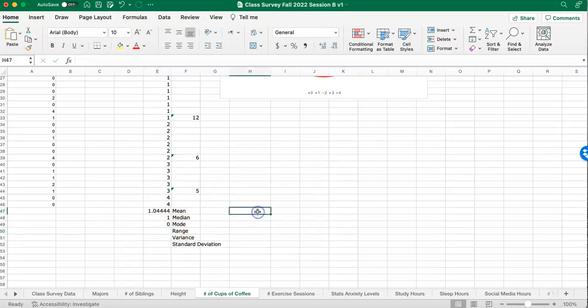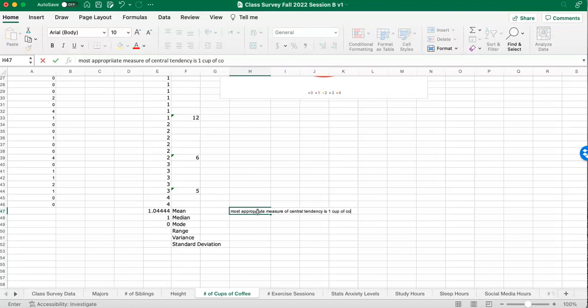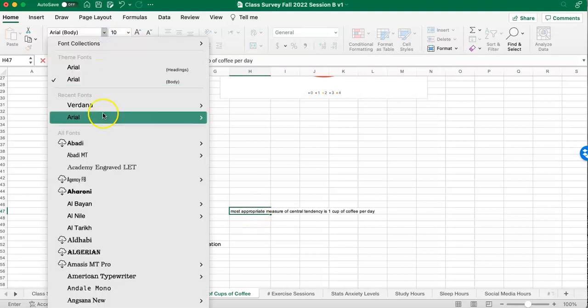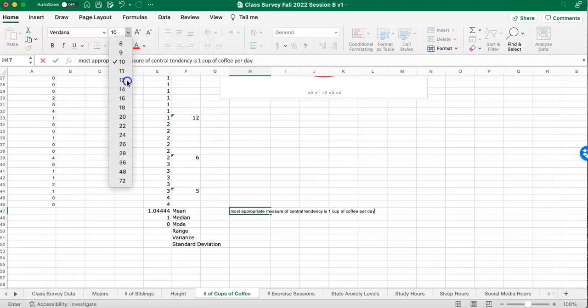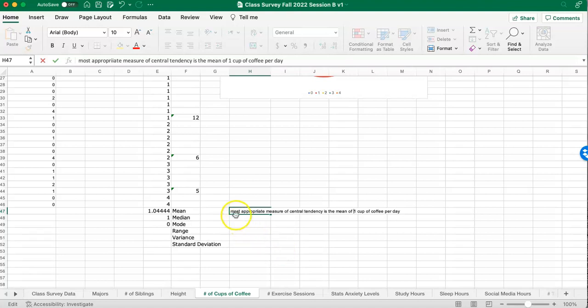Because this is symmetric, the most appropriate measure of central tendency is the mean of 1 cup of coffee per day. That's what we would report out: the mean as the most appropriate, and it's 1 cup of coffee per day.